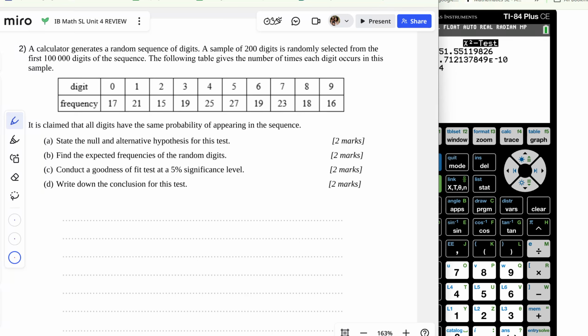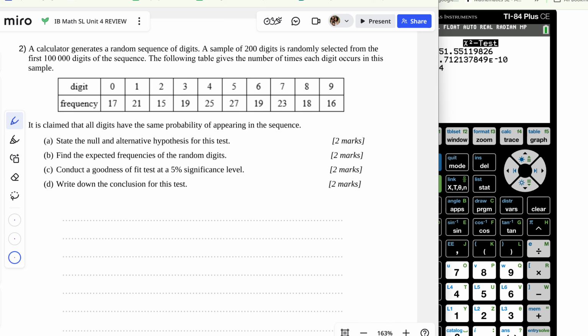All right, question 2 for the Unit 4 review. A calculator generates a random sequence of digits. A sample of 200 digits is randomly selected from the first 100,000 digits of the sequence. The following table gives the number of times each digit occurs in this sample.